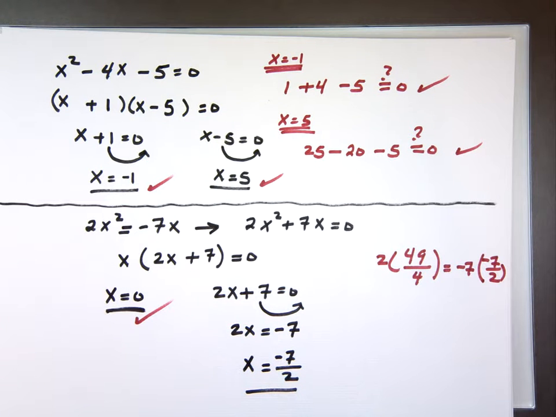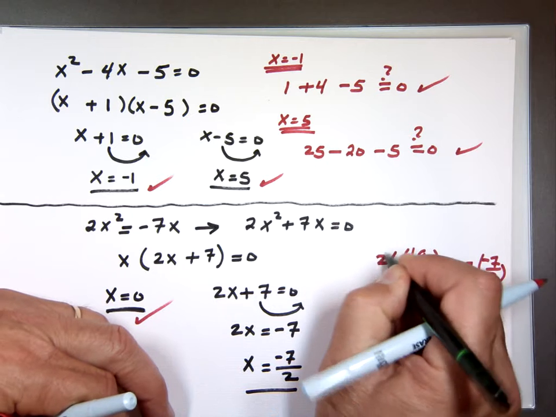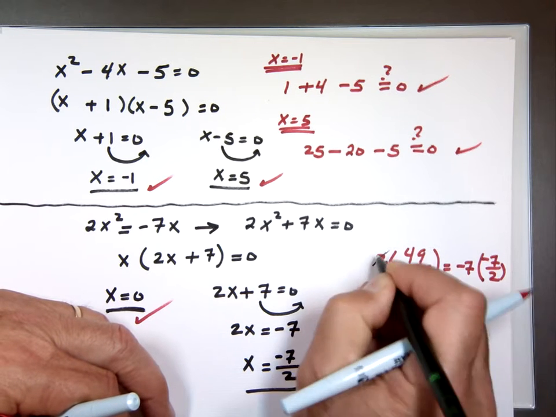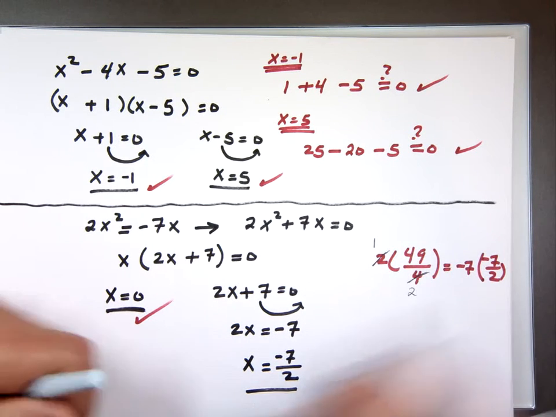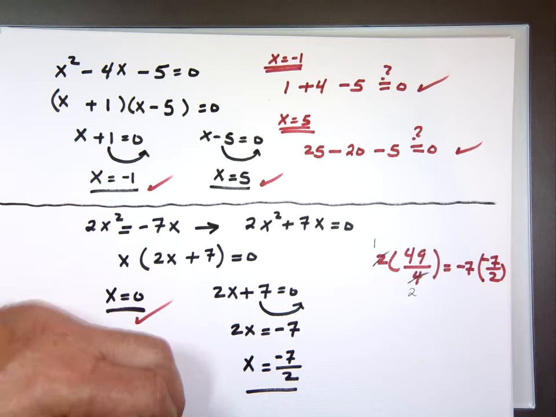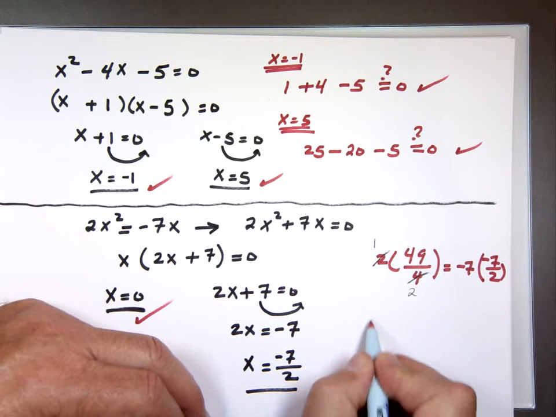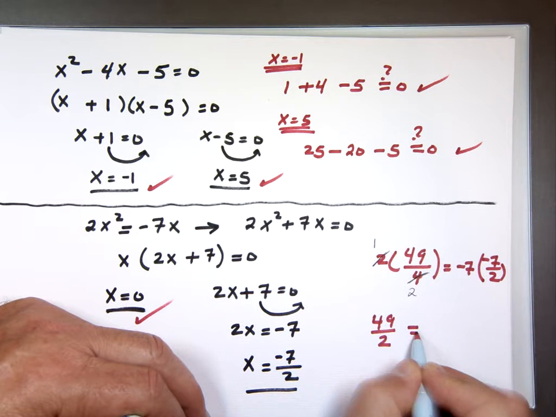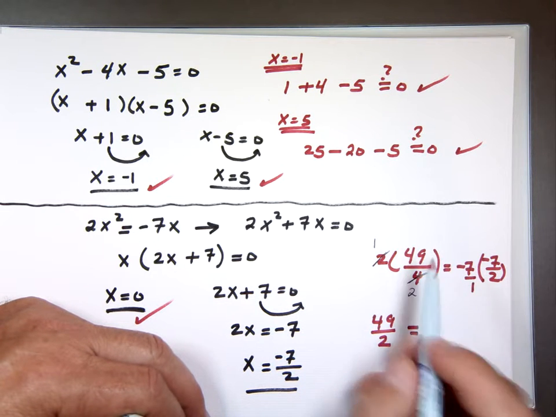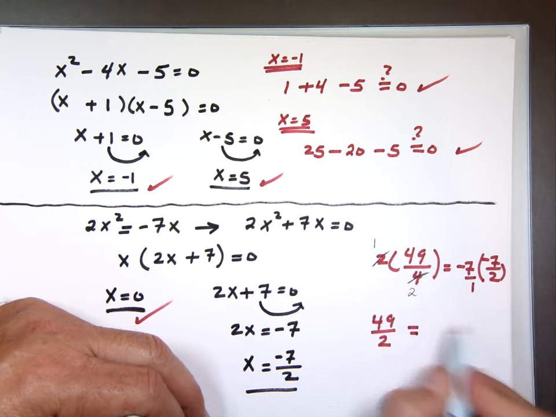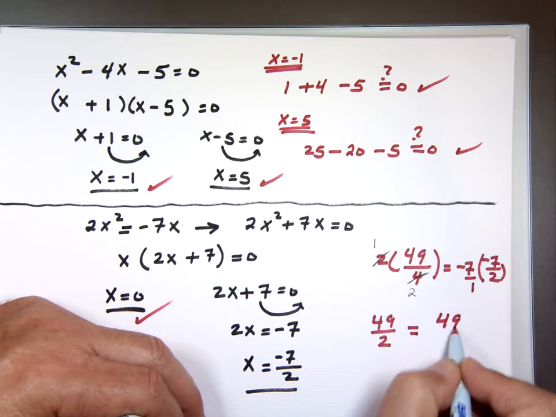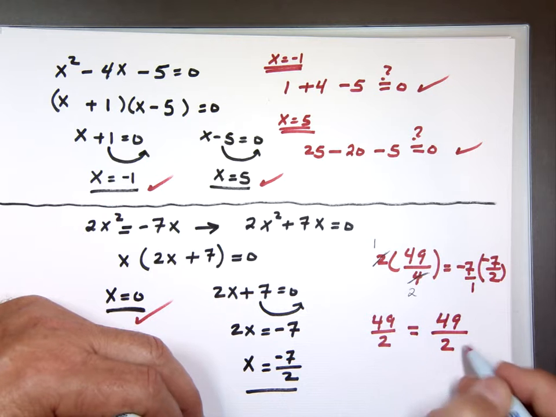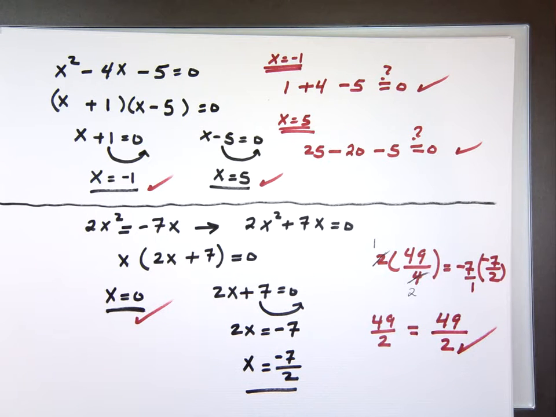Notice you can simplify this. You can divide the top and the bottom by 2. 1 times 49 is 49 divided by 2. That's 49 over 2. The 7 is 7 over 1. Negative 7 times a negative 7 is plus 49. And 2 times 1 is 2. The left equals the right. So both answers are good.